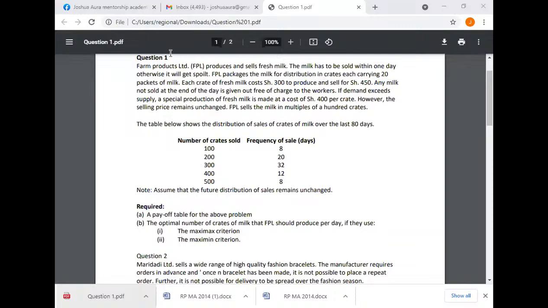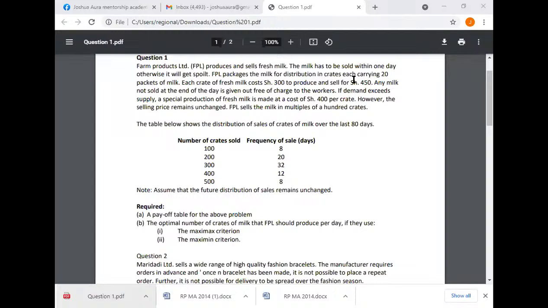We are told Farm Products Limited produces and sells fresh milk. The milk has to be sold within 1 day, otherwise it will get spoiled. FPL packages the milk for distribution in crates, each carrying 20 packets of milk. Each crate of fresh milk costs 300 to produce, and it sells for 450, quite a good profit margin, 150 shillings per crate profit. Any milk not sold at the end of the day is given out free of charge to the workers.